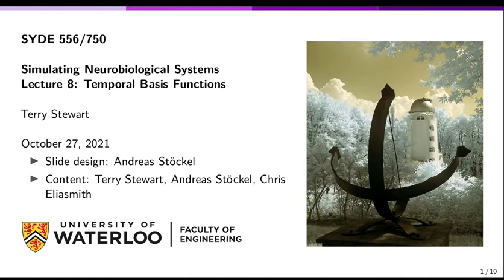As I mentioned, we're through the core chunk of the course. Now we're into applications and interesting offshoots and different directions you can take the work. The particular topic for today is time.